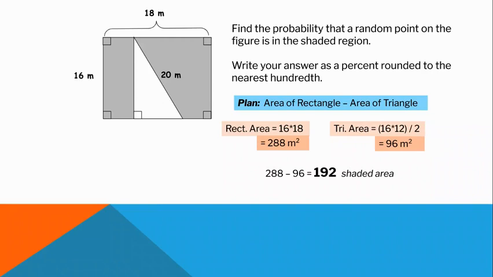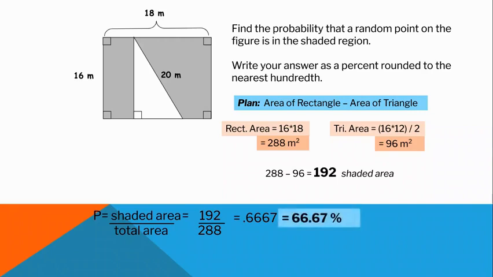That's our numerator. That's our desired outcome. And we're going to divide by the total area, which we already found is 288. So put that in your calculator and you get 0.6667. When you multiply by 100, you get the percent, which is 66.67%.